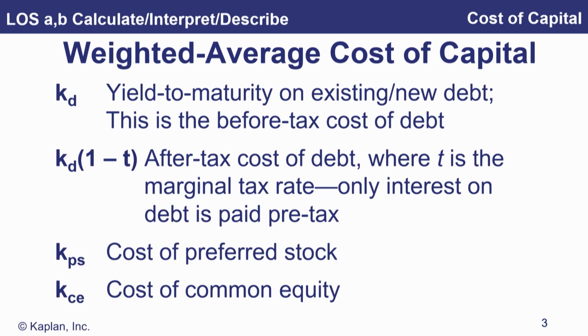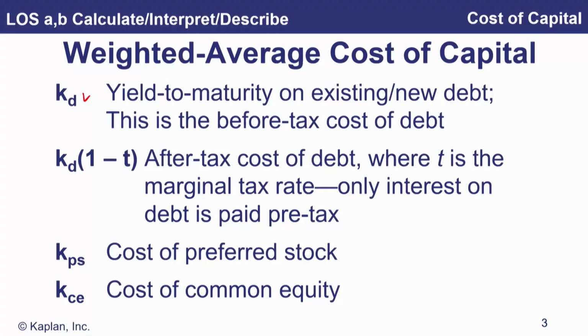So, a little notation here. We use K for cost. Not sure why. Probably the original finance article that dealt with this used K. It's the required return. Well, we've got the required return on debt. And remember that we have after-tax incremental cash flows. So we want to use an after-tax cost of capital.